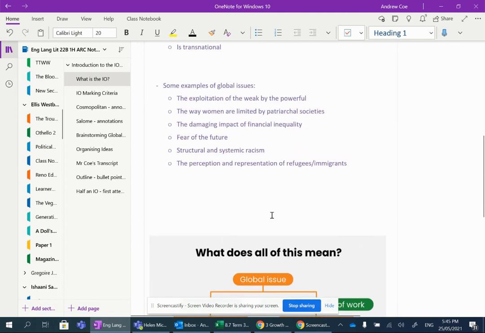So I've listed here some examples of global issues taken from either my class this year or some that the IB have suggested themselves through the My IB website, so you can have a read of those. The exploitation of the weak by the powerful, the way women are limited by patriarchal societies, the damage and impact of financial inequality, a fear of the future, structural and systemic racism, the perception and representation of refugees, immigrants. So they can be really broad, and it's really up to you. Most ideas can be tweaked and molded so that they become an appropriate global issue.